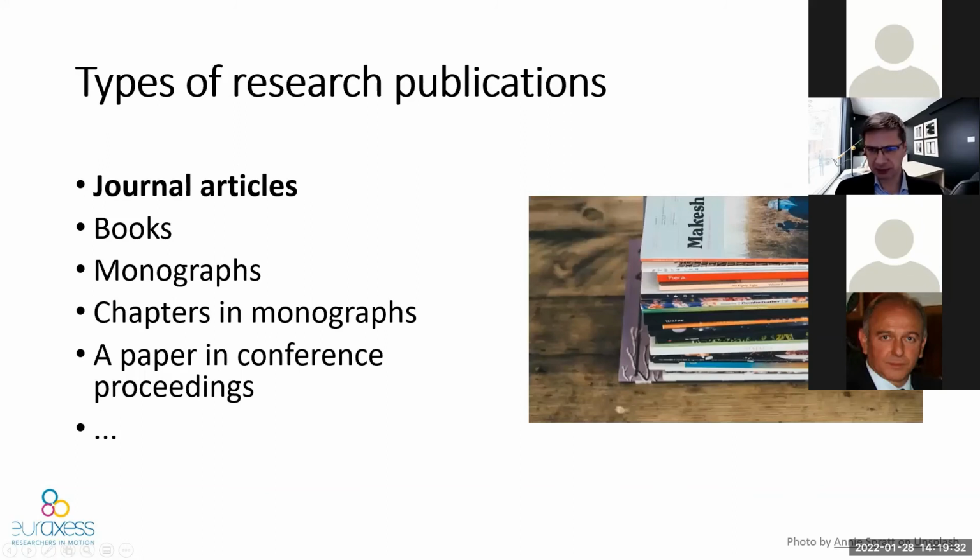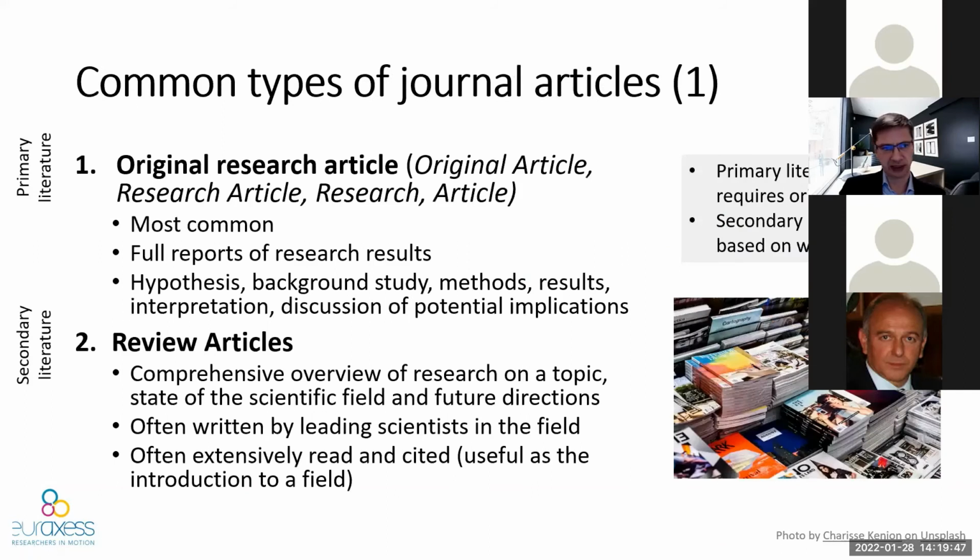As for types of publications, there are many. The most important ones are journal articles, but there are also books, monographs, chapters in monographs, papers in conference proceedings, etc. We will talk about this in detail a little bit later.